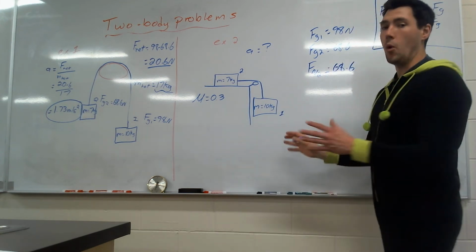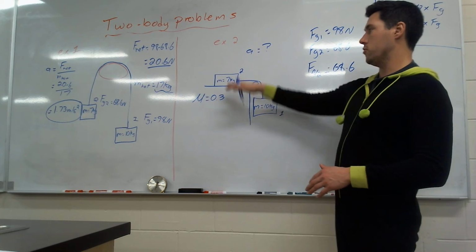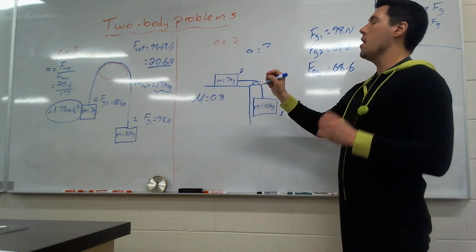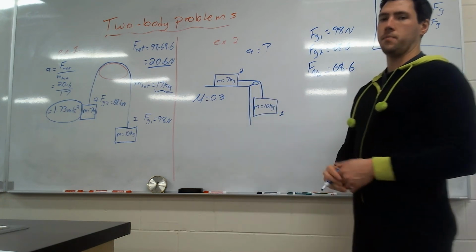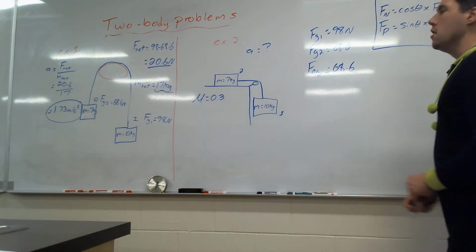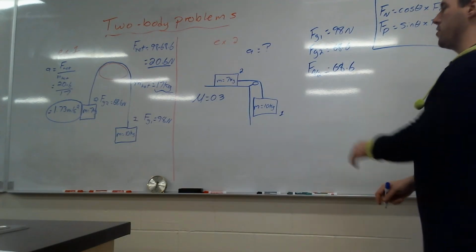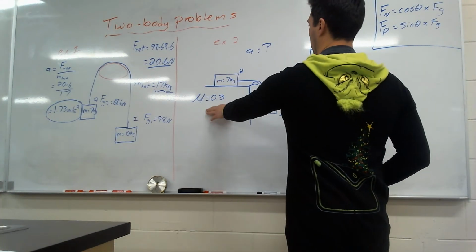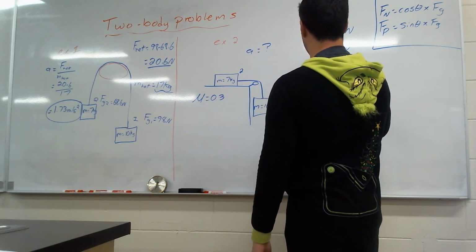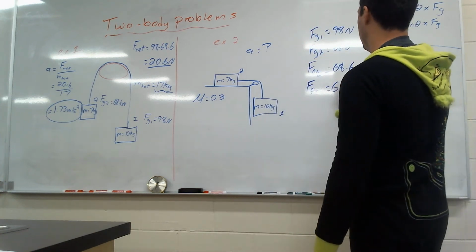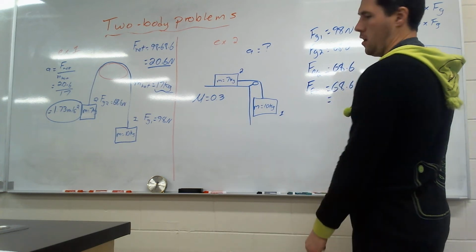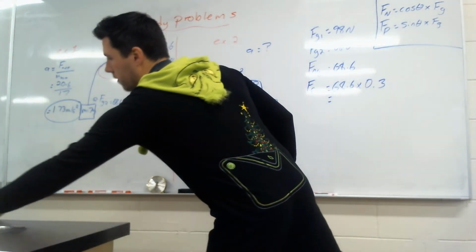Again, there are no angles here. It's just straight up and down. This object's not being pulled at an angle, it's being pulled straight sideways. So force normal is exactly the same as force of gravity for that second object. What we can find for this object is a force of friction. We have our mu, our coefficient of friction. Force of friction is going to be 68.6 times 0.3. When I do that, I have my answer of 20.6.